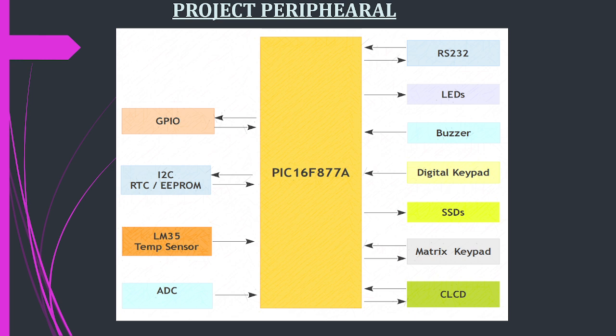These are the project peripherals. In this project, we are using the PIC 16F877 microcontroller. It is a PIC microcontroller normally used in embedded system projects like a home automation system, bank security system, and the microwave oven. And the RS232 is used to control the device when connected to computers.